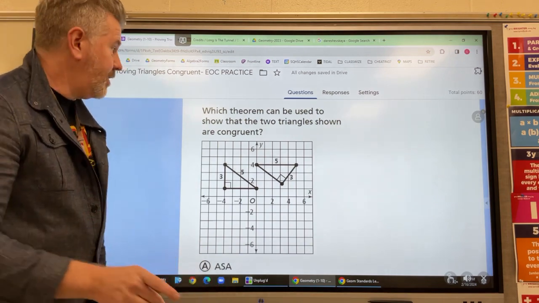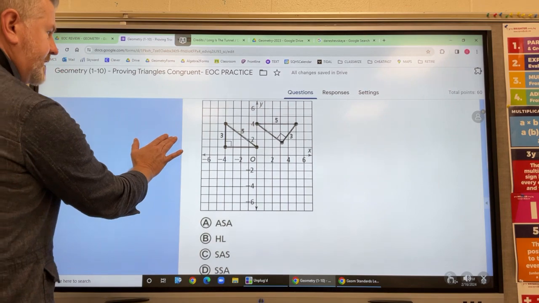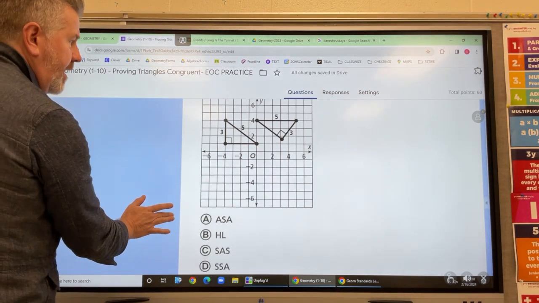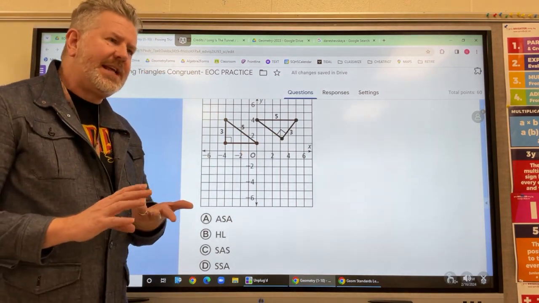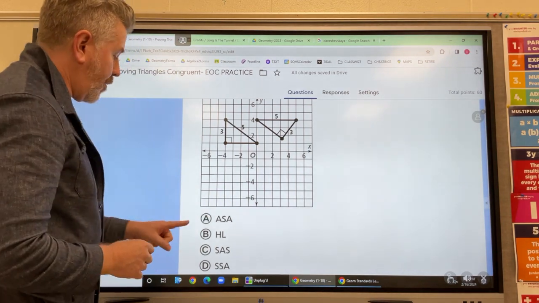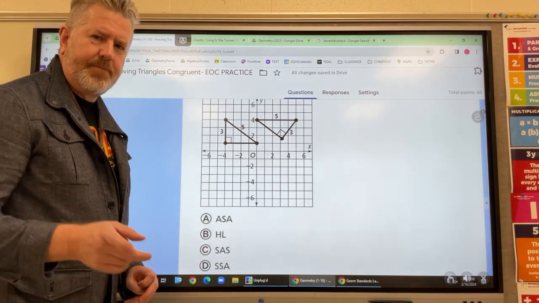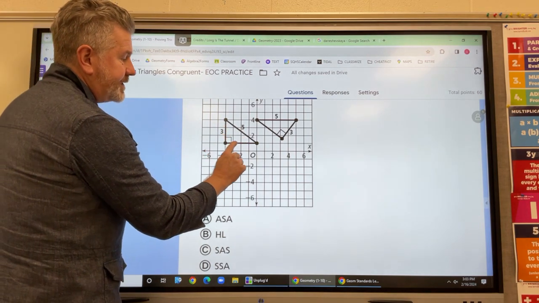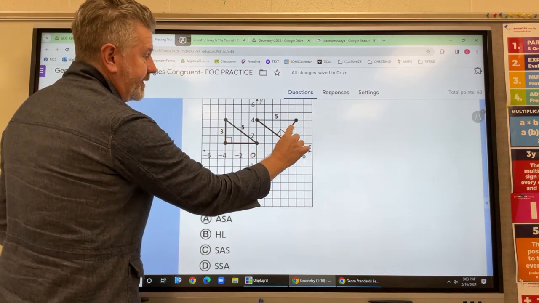Which theorem can be used to show that the two triangles shown are congruent? So let's see. First of all, there is a strong clue here because these are right triangles. That means we're probably not dealing with just regular sides and just regular angles. We're probably dealing with hypotenuse. Remember, the legs are the sides on each side of the right angle. So we've got this 3, we've got this 3.